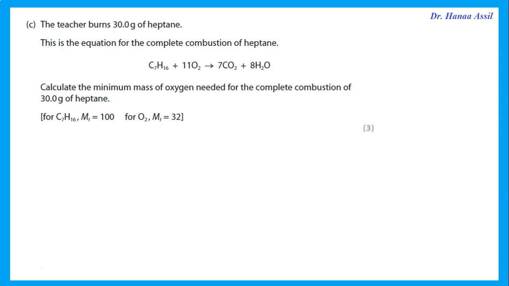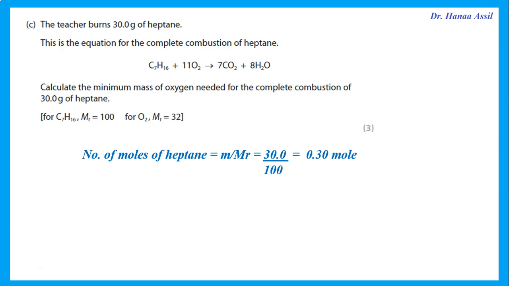The teacher burns 30 grams of heptane. This is the equation for the complete combustion of heptane. Calculate the mass of oxygen needed for complete combustion of the heptane. So we're given information about heptane. The first thing we need to do is get the number of moles. So the number of moles of heptane is the mass we're given over the MR, which we're also given. So this gives the number of moles of heptane.